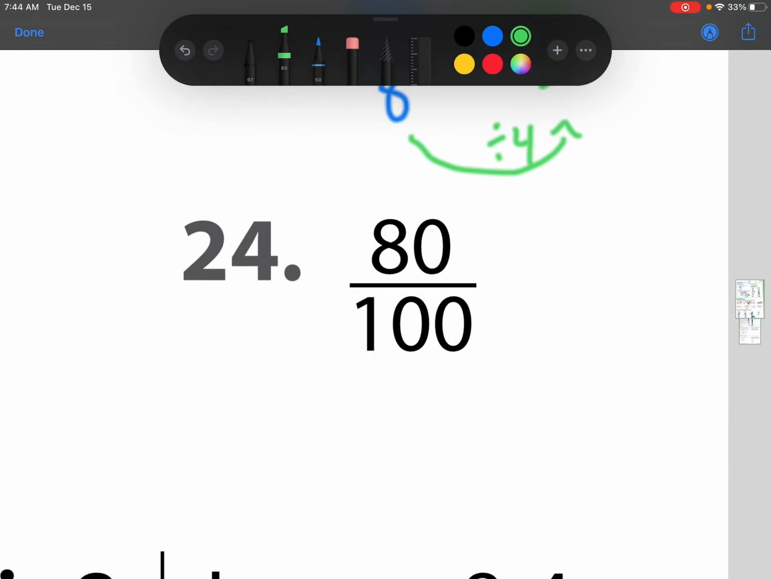And our last one for this grouping, 80 hundredths. Well, what is that going to be? They're both even, so, whoa, I did it again. So let me get my pen. They're both even, and they both end in 0, so I can divide it by 10.